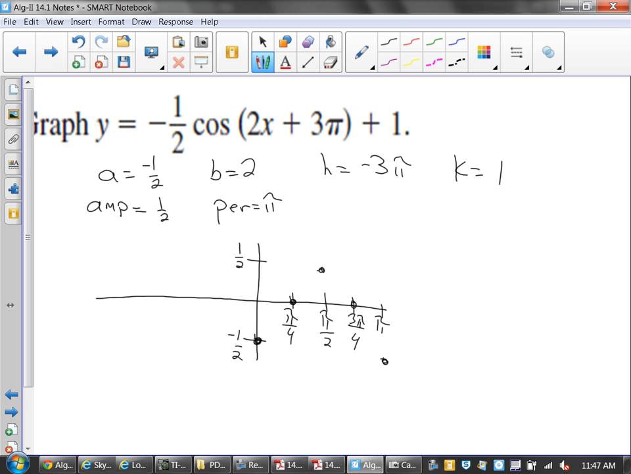Remember, when we did parent functions, we would just do a dotted line. So this point is no longer at pi. It's got to move to the left 3 pi. So here's 1 pi, 2 pi. Well, sorry. You just mark them all off, move everything over, and then it has to go up.